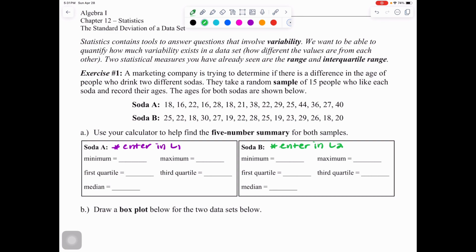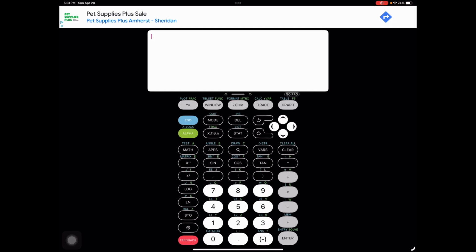So let's take a look at the graphing calculator. We're going to go to Stat and Edit. And I already have the list from our previous lesson in here. So I'm going to go to the top and hit clear and enter, and that'll clear out my entire list. So this is where I'm going to start typing soda A. So for example, 18, enter, and 16, enter, and so forth. So I'll fill all those in, but then I'm going to arrow over to the right and enter soda B under L2. So that will be 25, enter, 22, enter.